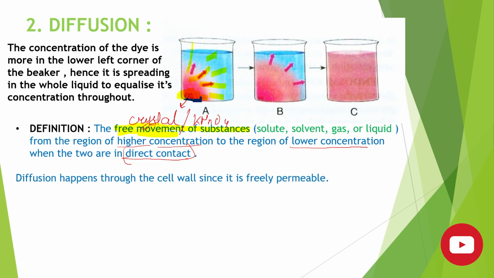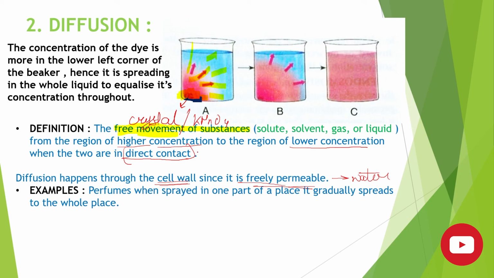Diffusion happens through the cell wall since it is freely permeable. In roots, the part that carries out diffusion is the cell wall. Why? Because cell walls are freely permeable and they absorb water with ease. We have already discussed this in our previous slides, in this particular video. So diffusion happens through the cell wall because it is freely permeable and allows water to enter through it freely. This was an example of diffusion in plants.